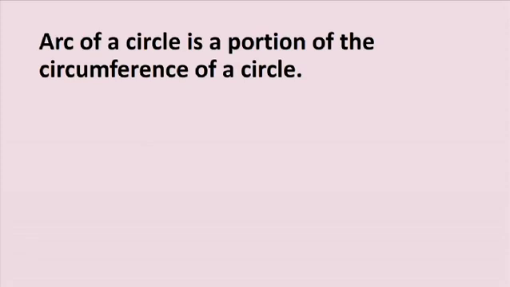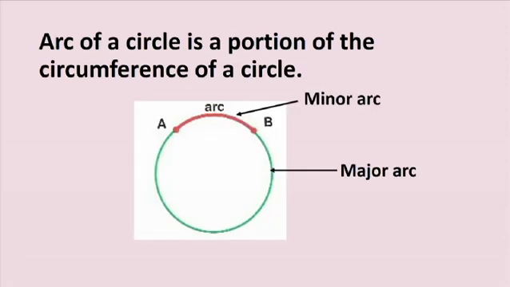Now, what is an arc of a circle? An arc of a circle is a portion of the circumference of the circle. So on this circle, you can see the green part, which is the major arc because it is the bigger part. So we call it the major arc. And then you have a smaller one, which is called the minor arc. The red part is the minor arc.